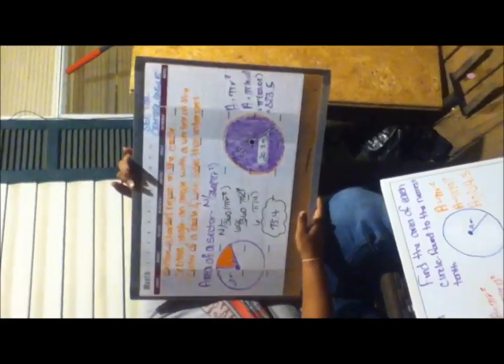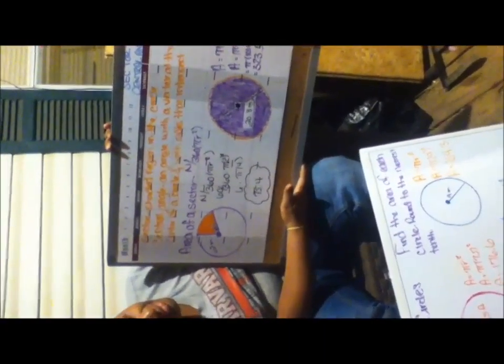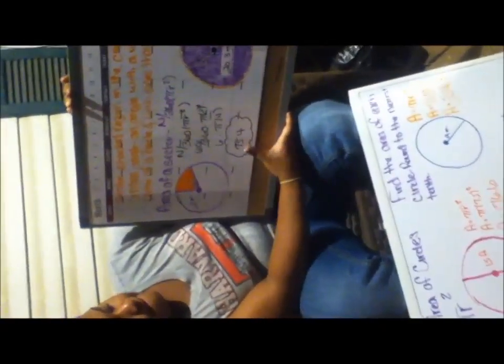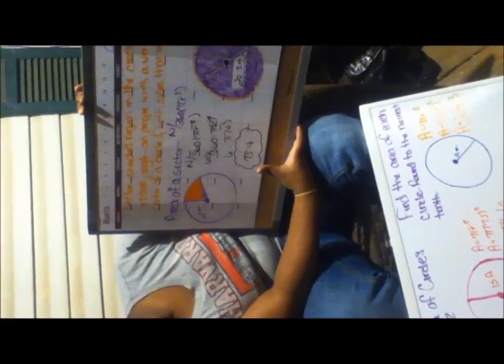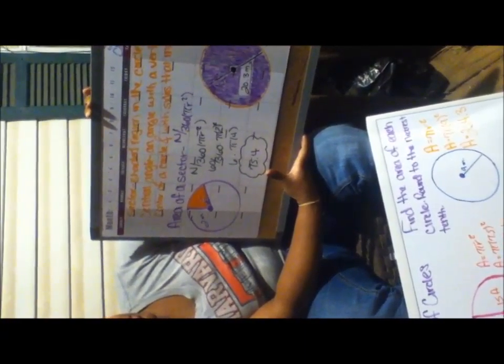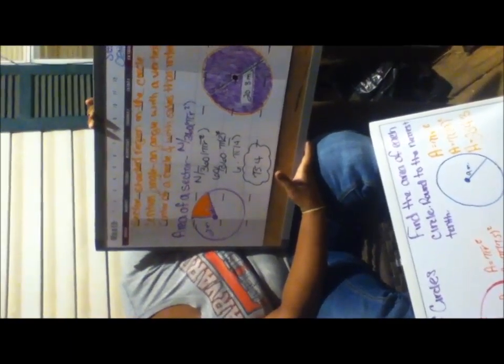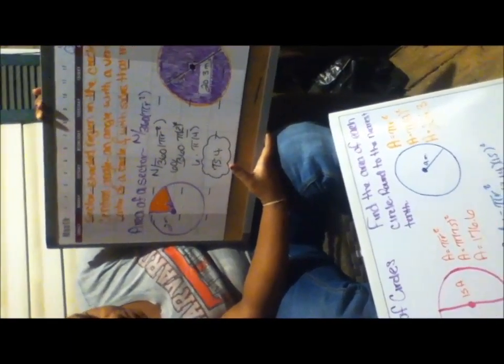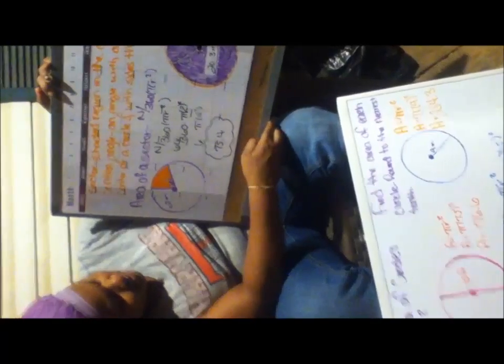Sector central angle. The sector is a shaded region in the circle. If you can tell by that first example, the part that's colored orange is the sector. Now the central angle is an angle with a vertex at the center of a circle and with sides that intersect, which is where that small number is, which is 60.